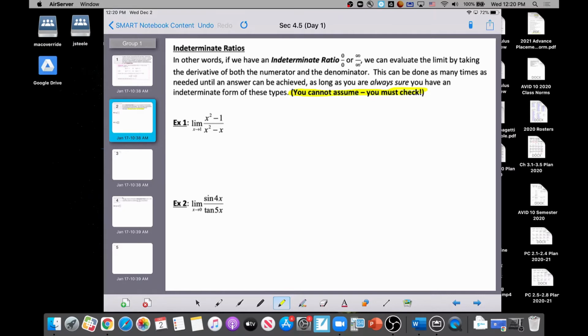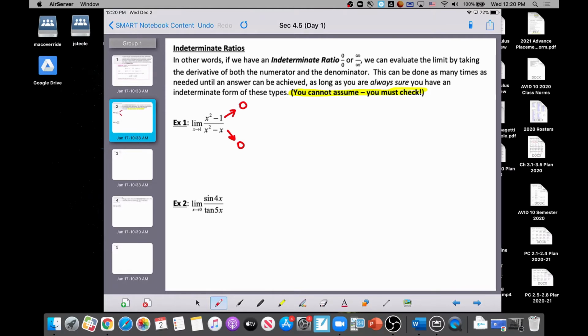So here's how I like to show it. In our first example, example 1, if I were to plug x equals 1 into my numerator, 1 squared is 1 and 1 minus 1 would be 0. So I checked that if I plug 1 in, I get 0 in my numerator. And in my denominator, 1 squared is 1 minus 1 is 0. So I get 0 in my denominator. So I'm showing here that by direct substitution, my numerator goes to 0 and my denominator goes to 0, and that I have the indeterminate form 0 over 0.